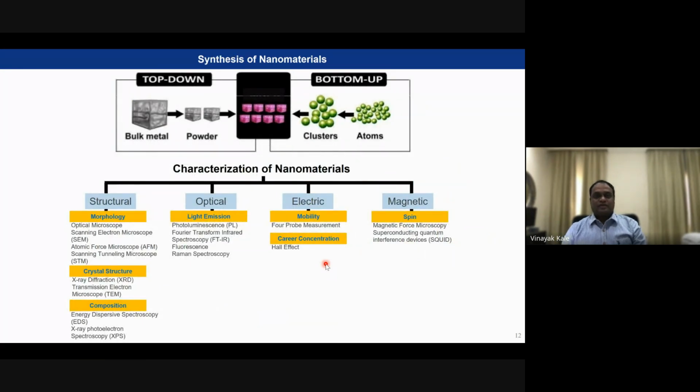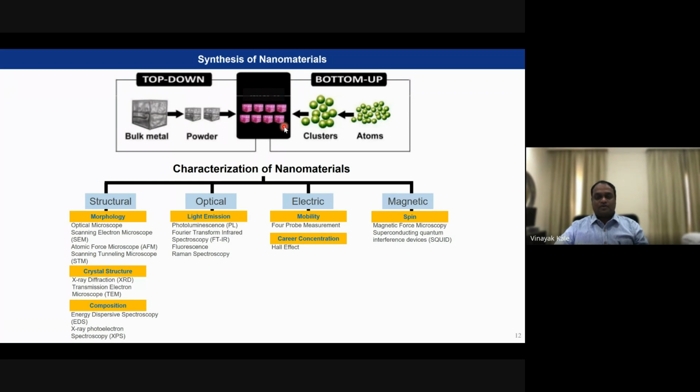For the synthesis of nanomaterials, there are two approaches. One can go from the top down or the bottom up approach. What is top down? From bulk metal, we can cut it into smaller particles, and we can further decrease the size and come to the nanomaterial scale.